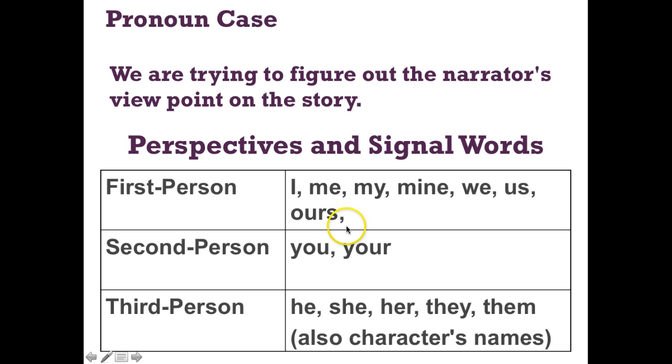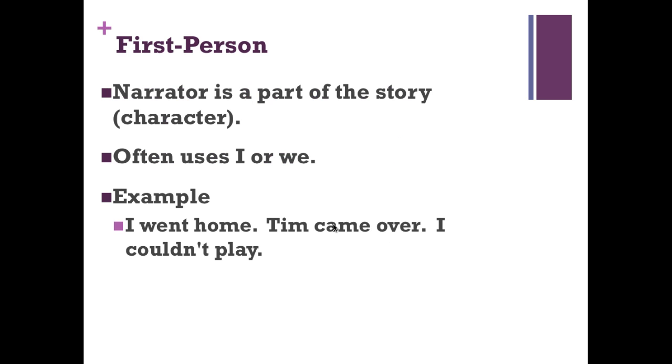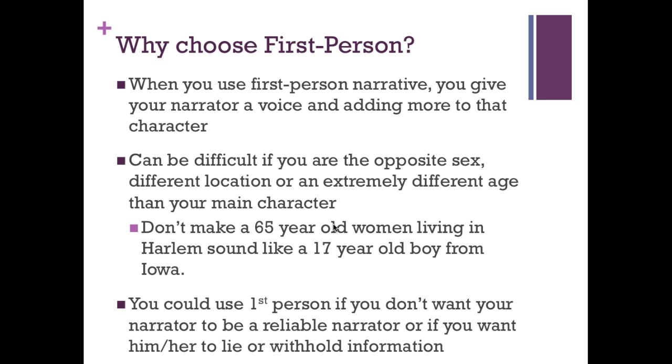The story "Where Are You Going, Where Have You Been" was told in third person, just for the record. All right, so sorry, what is first person? It's where a narrator is actually a part of the story, which would be a character. They often use I or we. So an example would be I went home, Tim came over, I couldn't play. And a shout out to my friend Tim, I guess.